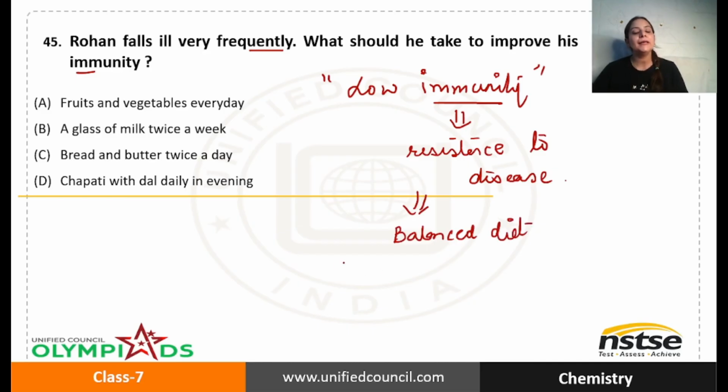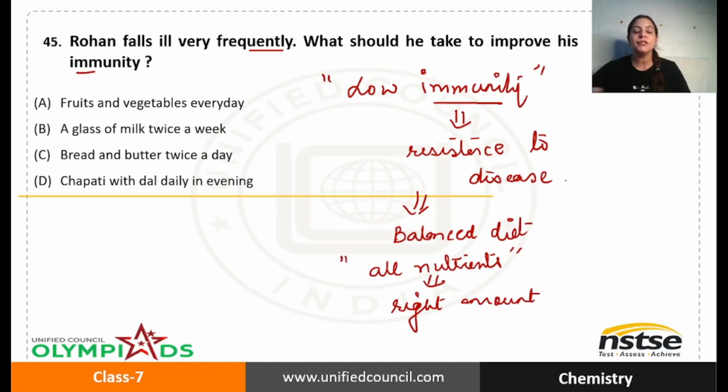Now what is balanced diet? Balanced diet is a diet which contains all the nutrients, that is carbohydrates, fats, proteins, vitamins, minerals, even water and roughage, because water and roughage are not nutrients, but still they are required in a diet. All nutrients, and these nutrients should be present in right amount, because the amount in which we need the nutrients varies from person to person, because it depends upon age, it depends upon your state of health, it depends upon the type of work that you do. So it depends upon many factors.